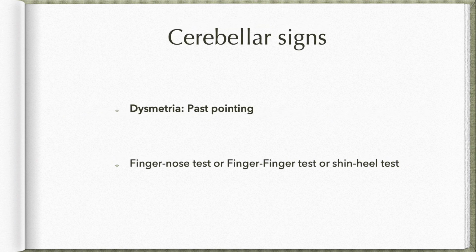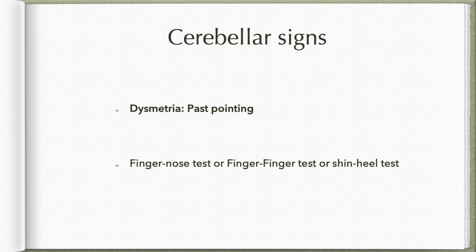Patient exhibits dysmetria, or what is known as past pointing. Normally, when you are performing an act, you will reach precisely where your fingers are intending to reach. Now, this ability will be lost in a patient with cerebellar lesion. So this can be tested simply by asking a patient to perform the finger-nose test or finger-finger test, or for the lower limb, the shin-heel test.